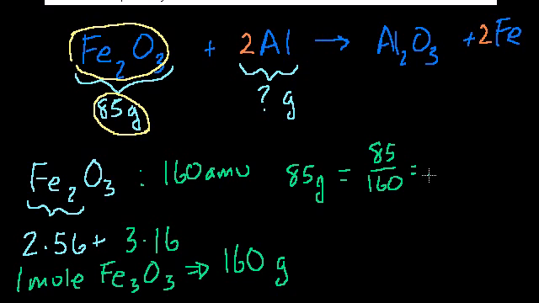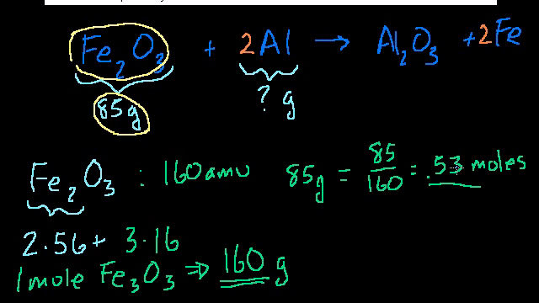0.53125, which is about 0.53 moles. So everything we've done so far in this green and light blue, we figured out how many moles 85 grams of iron 3 oxide is. And we said it's 0.53 moles, because a full mole would have been 160 grams, but we only have 85. And we know from this balanced equation that for every mole of iron 3 oxide we need to have 2 moles of aluminum.